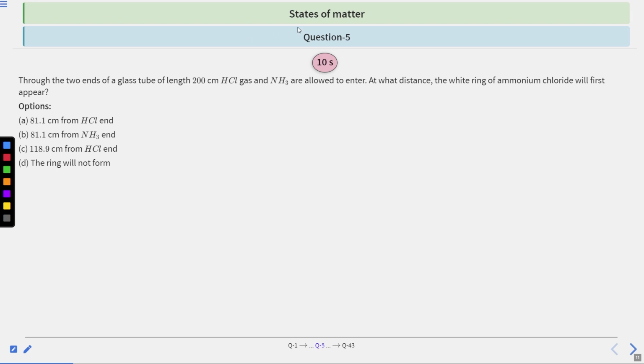Moving on to the next question, that is question number 5. Through the two ends of a glass tube of length 200 centimeter, HCl gas and NH3 are allowed to enter. At what distance the white ring of ammonium chloride will first appear? The options are 81.1 centimeter from HCl end, 81.1 centimeter from NH3 end, 118.9 centimeter from HCl end, or the ring will not form. You have 10 seconds to solve this question. After that, we will see the answer.